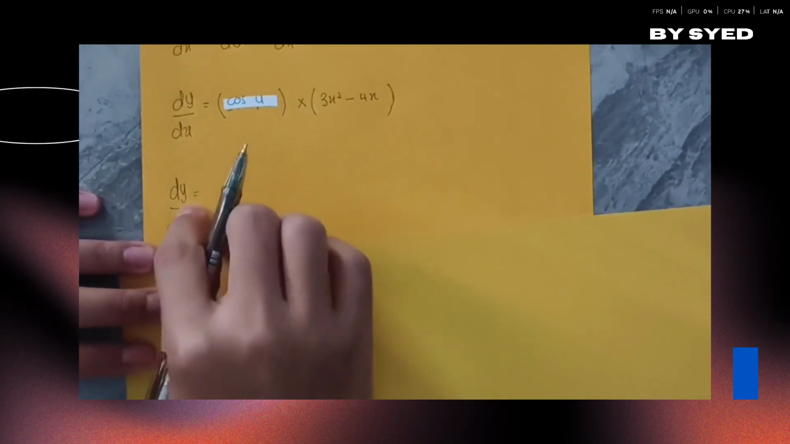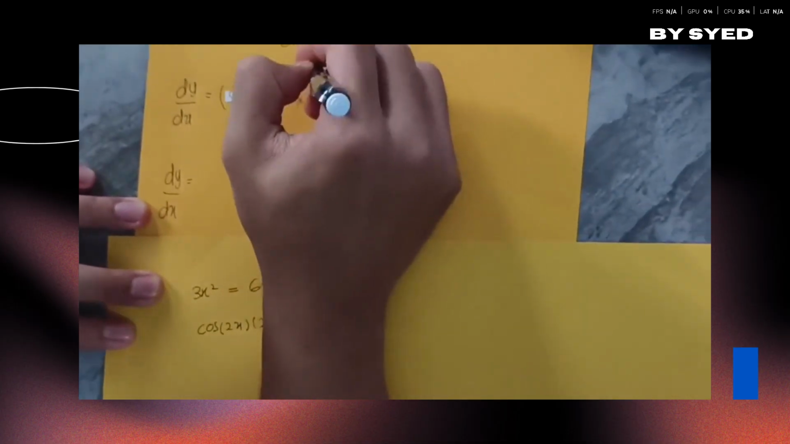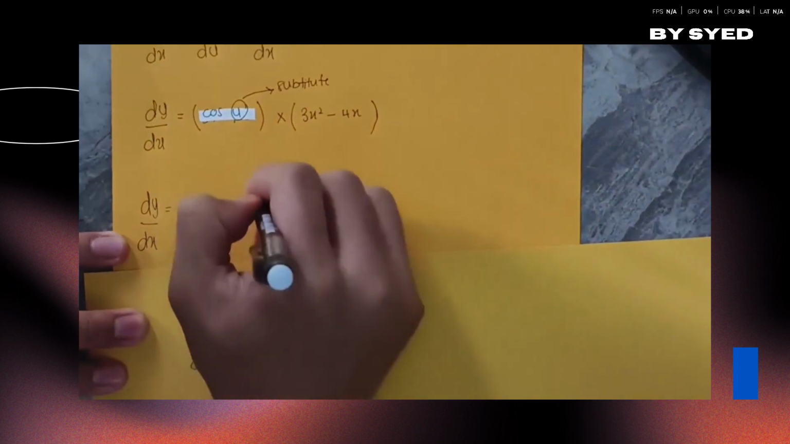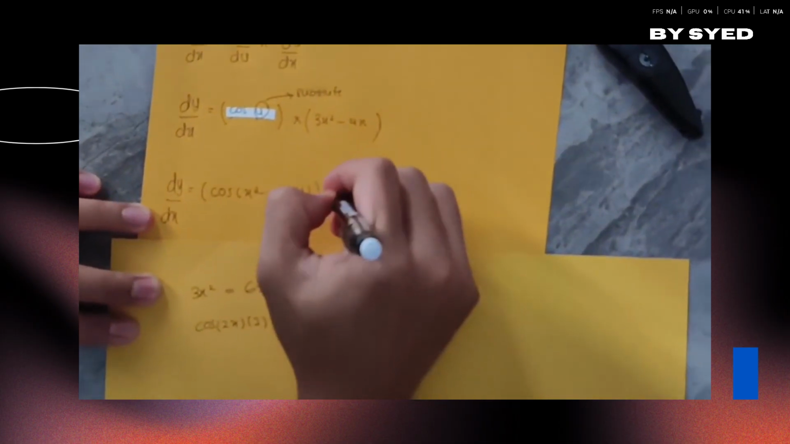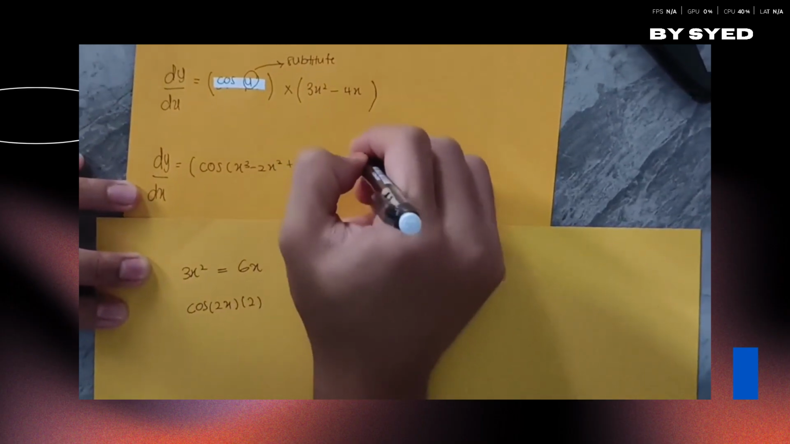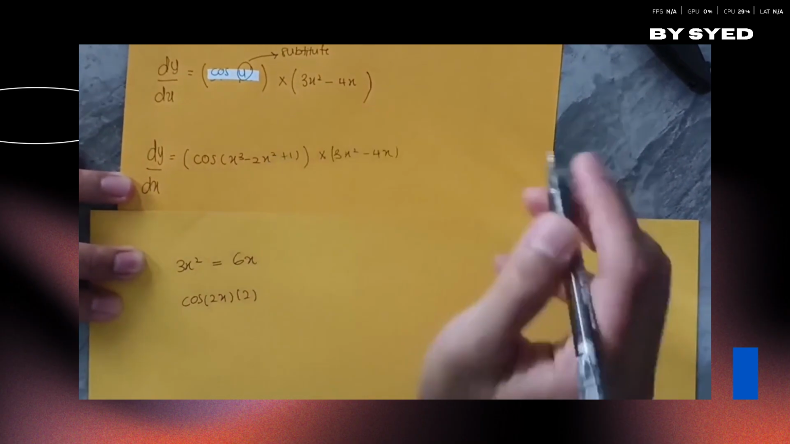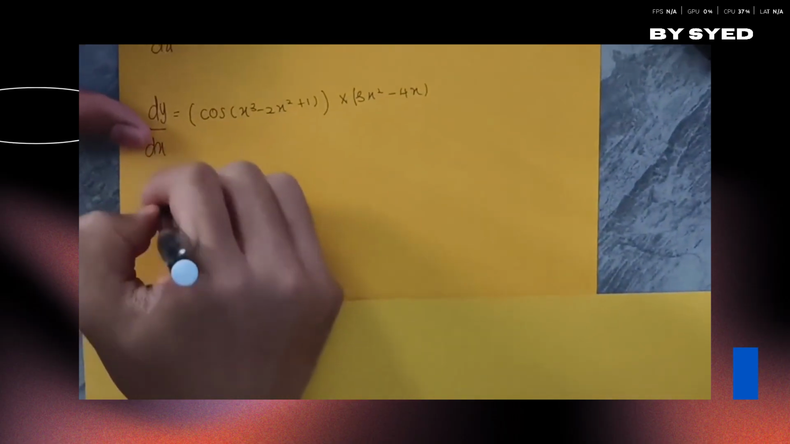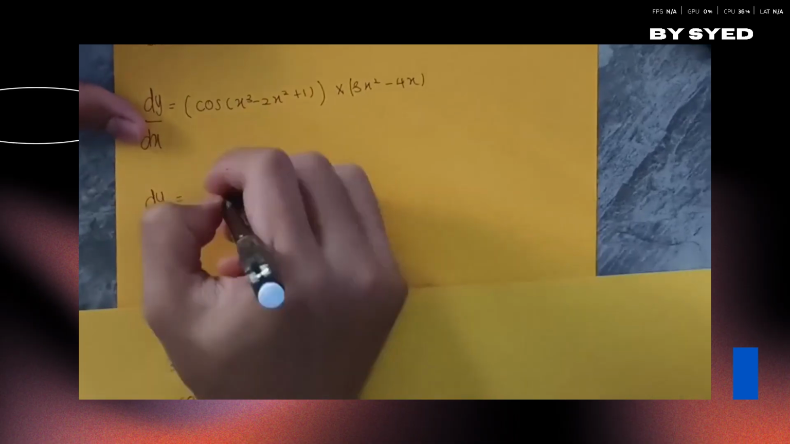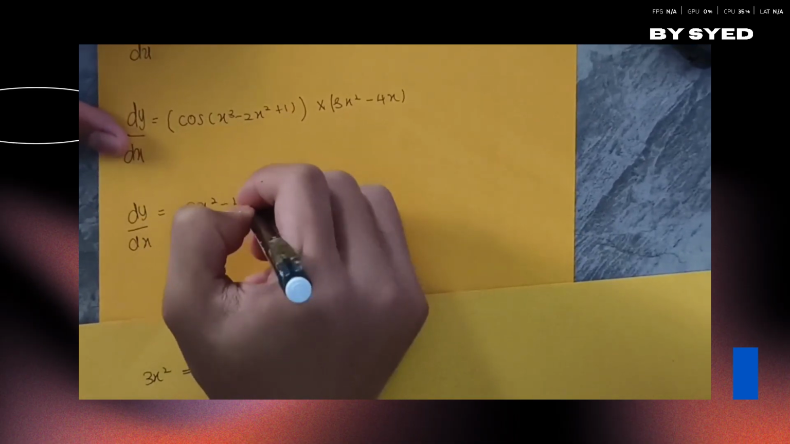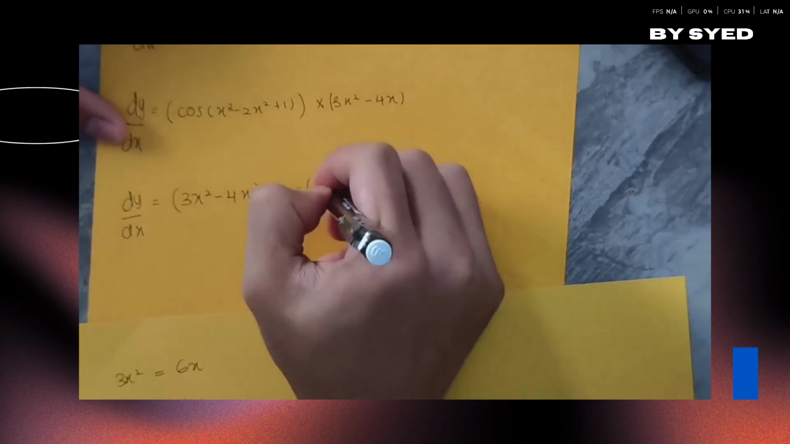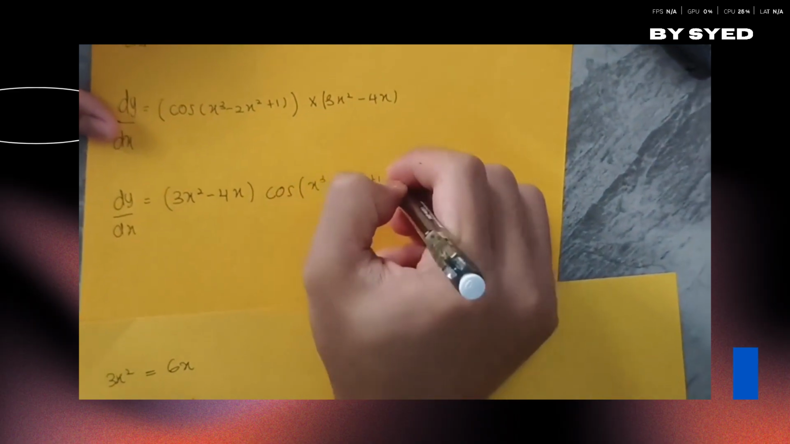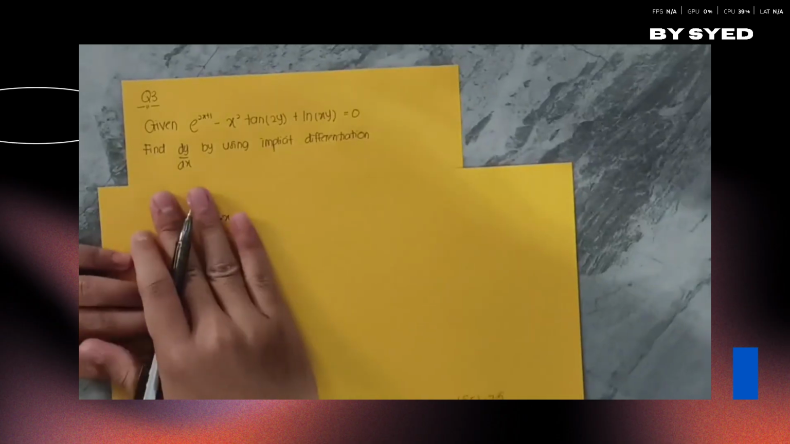And then you need to substitute this value, which is cos of (3x cubed minus 2x squared plus 1) in the bracket, times (3x squared minus 4x) in the bracket. And then you need to rearrange the equation: (3x squared minus 4x) times cos of (3x cubed minus 2x squared plus 1). Okay, that's all. Last question.